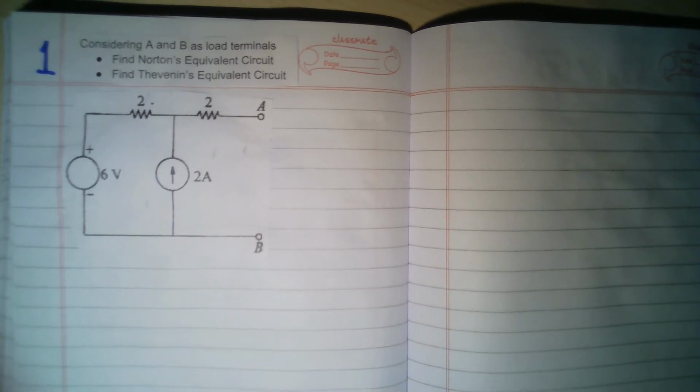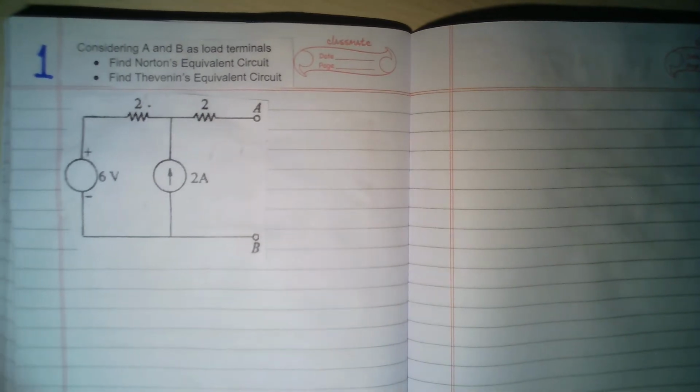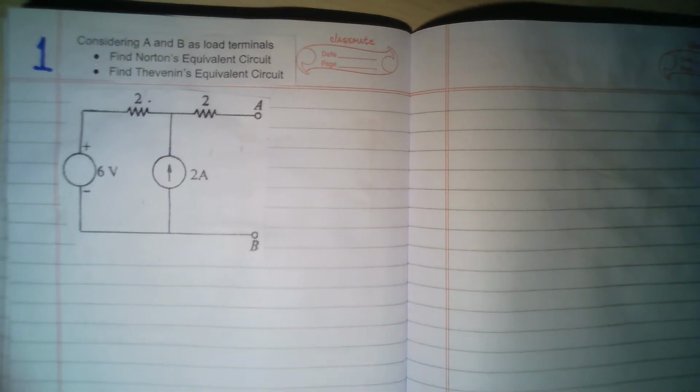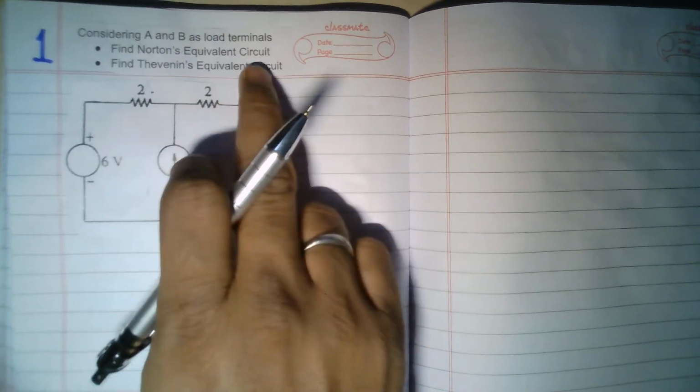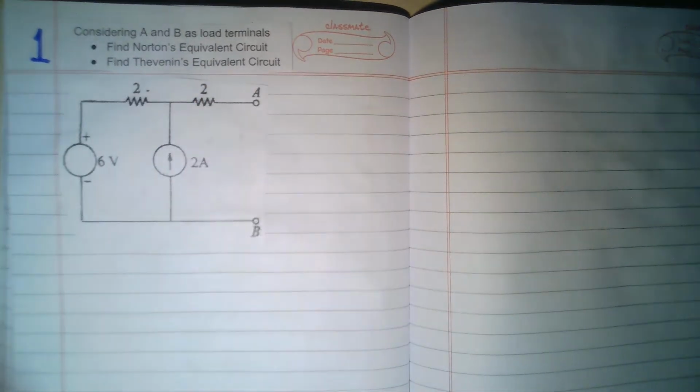But now let me start my own answer, and we can compare your answer with my answer to check your understanding. So let's get started. Let's say the question is given like this: considering A and B as load terminals, find Norton's equivalent circuit and find Thevenin's equivalent circuit.